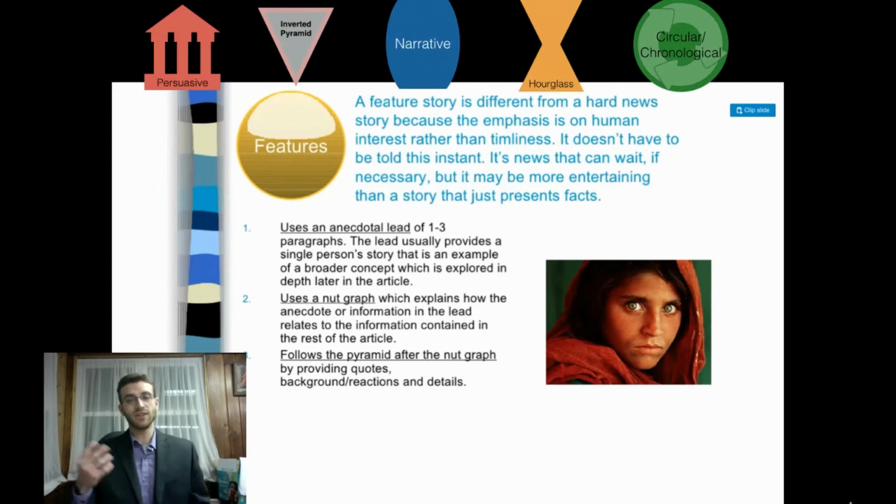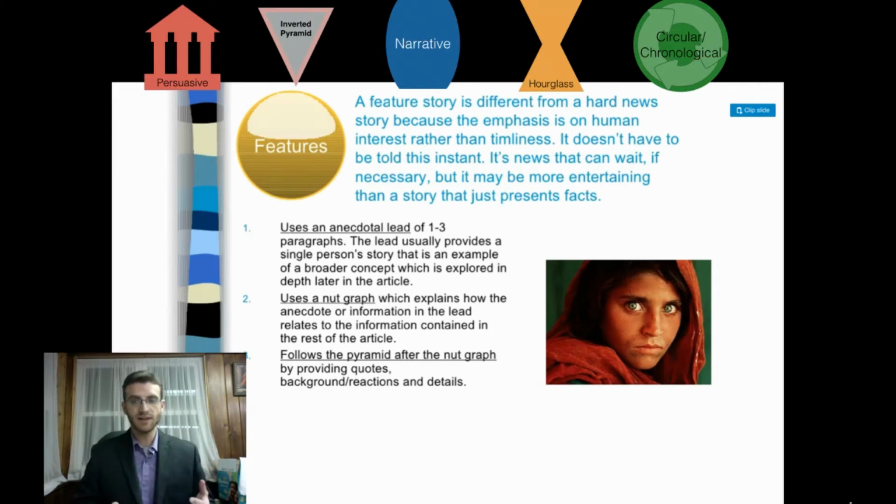It uses what's called a soft lead, or in this case, an anecdotal lead, and these we'll talk about again next week when we discuss leads. But the point here is that it makes it a little bit more of a broader introduction, a little bit more of an exposition, rather than just diving into the most important information first. You're sort of setting the scene a little bit more here.